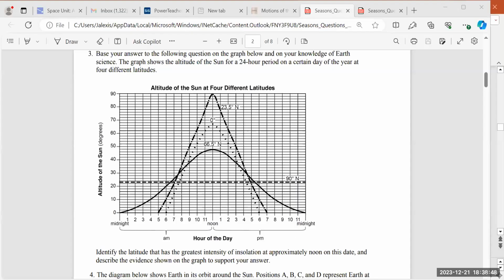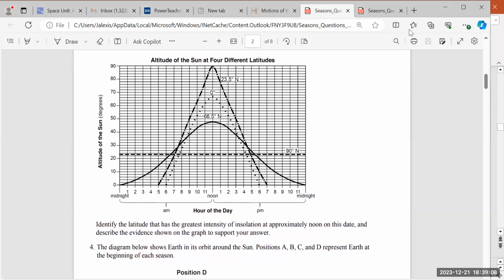All right, so number 3 says, base your answer to the following questions on the graph below and on your knowledge of earth science. The graph shows the altitude of the sun for a 24-hour period of a certain day of the year for 4 different latitudes. And so it says, identify the latitude that has the greatest intensity of insolation at approximately noon on this date, and describe the evidence shown on the graph to support your answer.